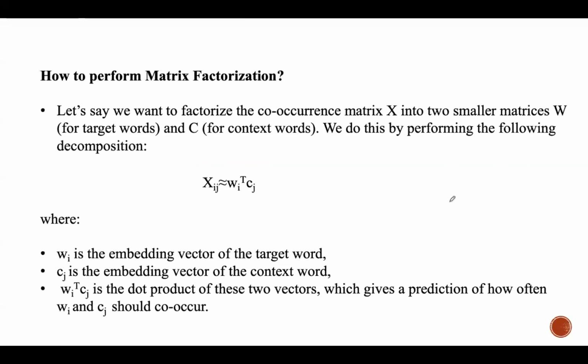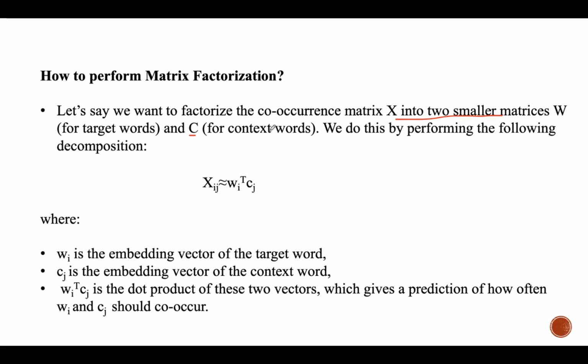Let us see about matrix factorization in GloVe in detail with an example. The idea behind matrix factorization is to decompose the co-occurrence matrix X into two smaller matrices, say W, the word vector for the rows, and C, the word vector for the columns. Here target words are represented in rows and context words are represented in columns.